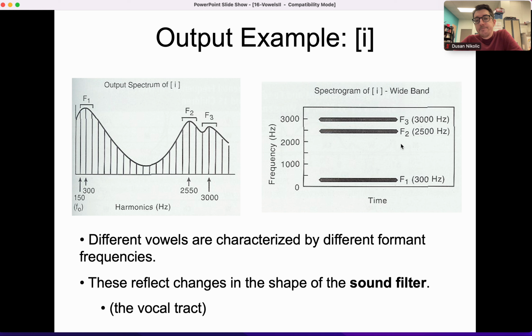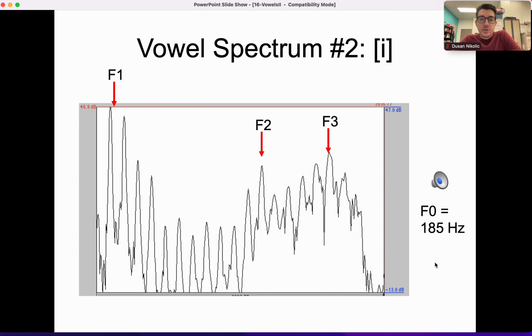So, yeah, different vowels will be shaped. So harmonics will be shaped to be amplified accordingly, right? Whether we want to say schwa or E, it depends on us, and these harmonics that are poured into our filter will be filtered in a certain way. These reflect changes in the shape of the sound filter, which is the vocal tract, and the vowel spectrum for E would be this.